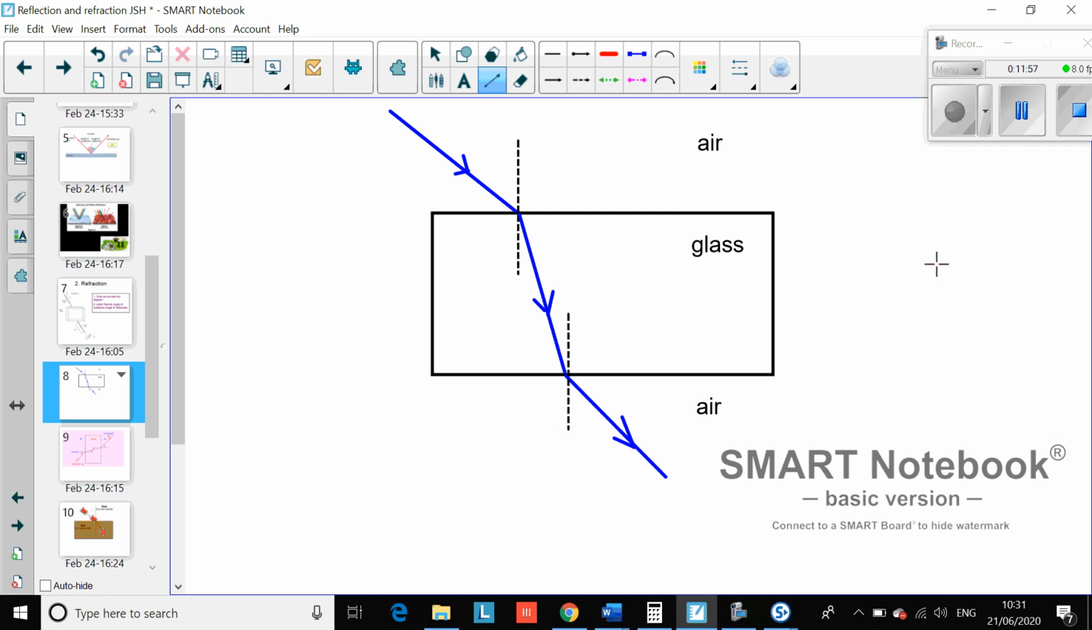Okay, now what I would like you to do is very quickly draw that into your book. So you've got air, glass, air, and then I'm going to show you a little animation about how this works, and we're going to write then a couple of sentences to explain it. So pause the video and do that now, please.